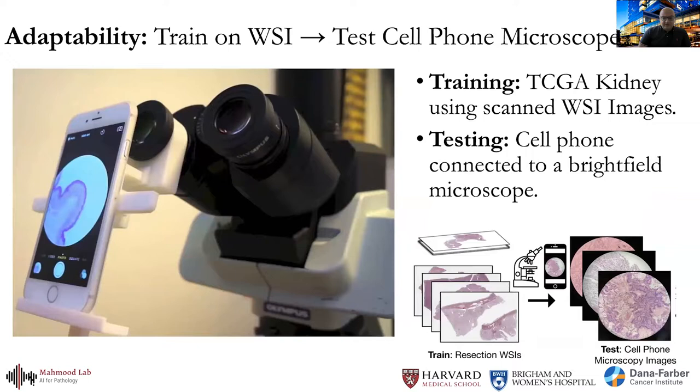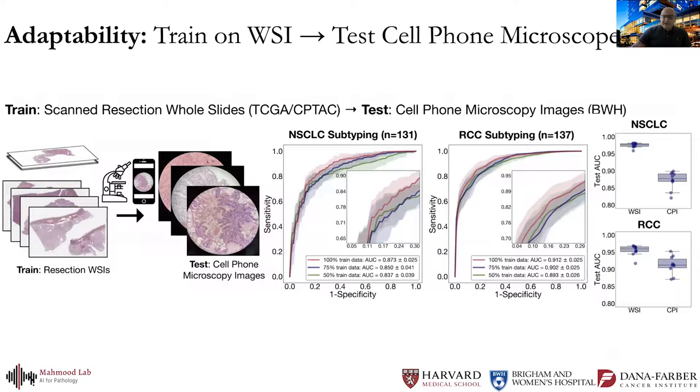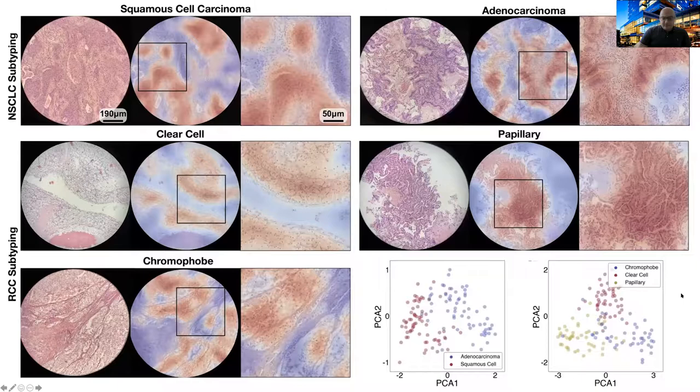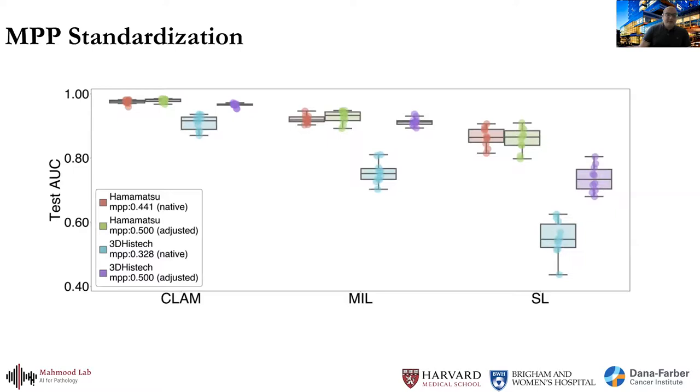Here's an example. So the CLAM models that we trained on whole slide images, we tried to adapt them to images that were taken with a cell phone coupled to a microscope, which is a common way of capturing these images, and we found that there's a drop in performance. There have been a lot of different ways where people have analyzed stain normalization, but we found that MPP standardization basically helped quite a lot. So you can standardize the micron per pixel resolution between different scanners or any way the image is collected.